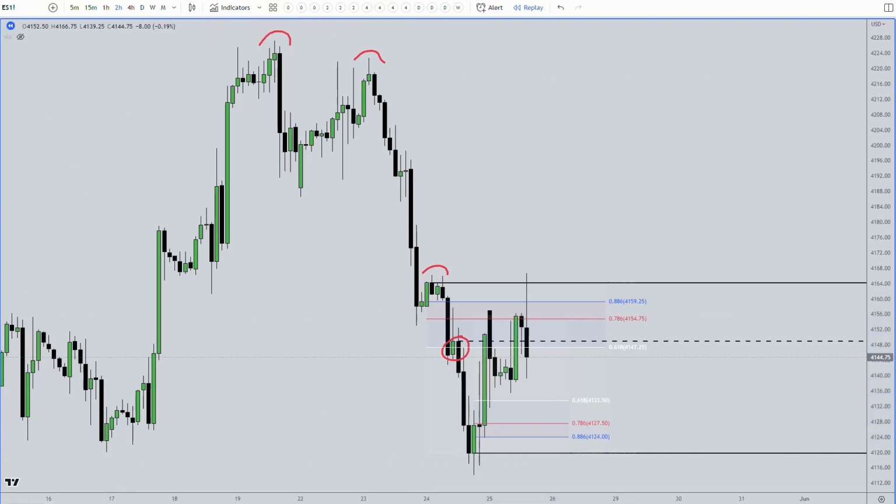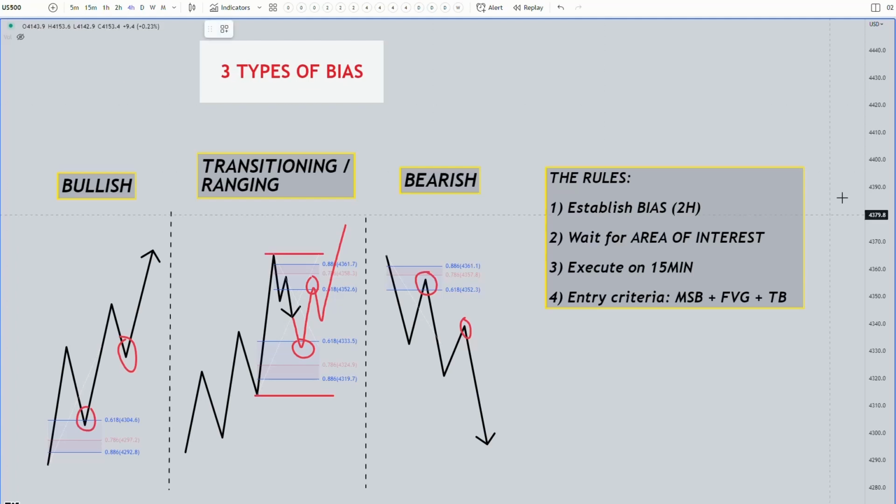Now remember that areas of interest for us can also be defined by liquidity pools. As you can see, we did indeed run the liquidity above these highs, taking out 4,166. And also you always want to look out for potential fair value gaps, and having a closer look, you see that indeed I could identify a 2-hour fair value gap starting at around 4,158. With that, when we hit these areas, all of my criteria were basically met.